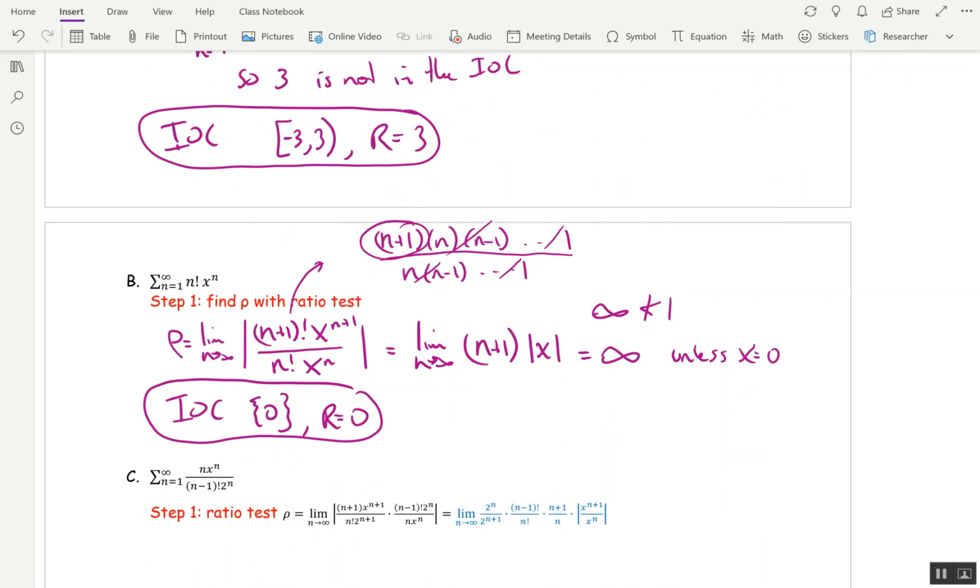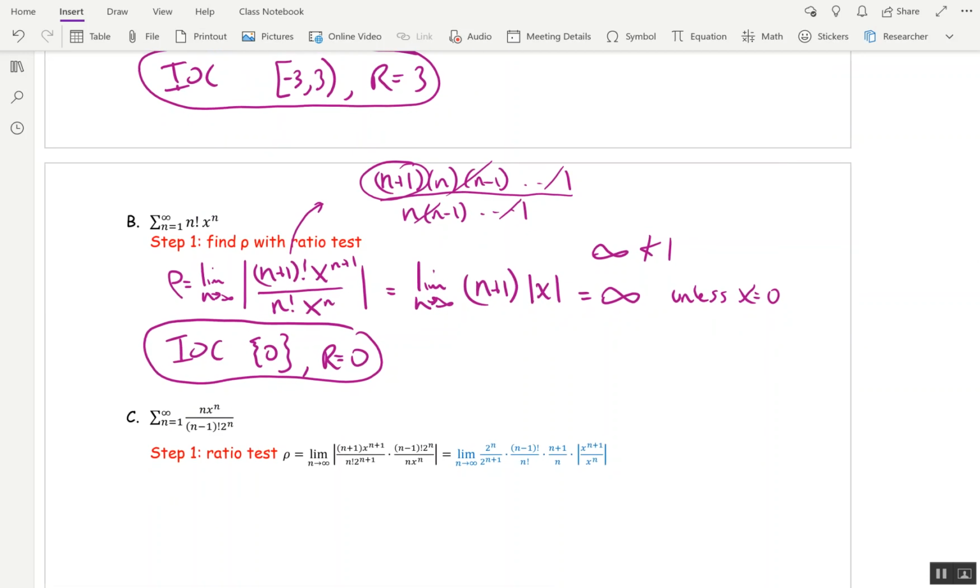Okay, next one. This is going to be the other extreme. We're going to find that rho is 0. I've already started us out. I took the n plus 1th term, multiplied by the reciprocal of the nth term. Everything's an absolute value. The blue step you could do in your head. I'm just combining like terms.